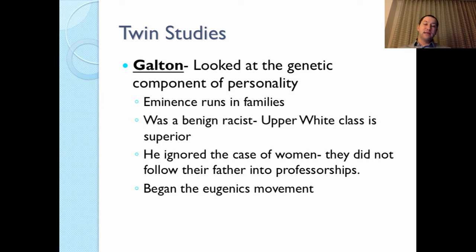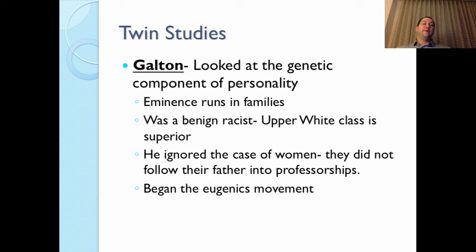Now, eugenics was the belief that traits are passed on from parent to child. So, eminent men have eminent sons. And that was a quote from Galton. So, he believed that genetics was passed on father to son.